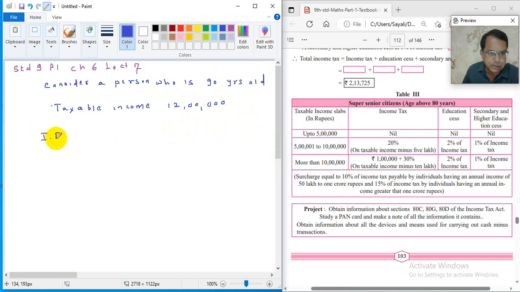So income tax, see the rule, 1 lakh plus 30% on the taxable income minus 10 lakhs.